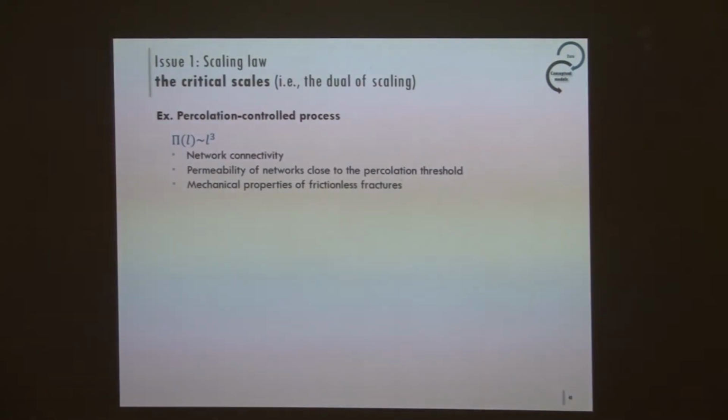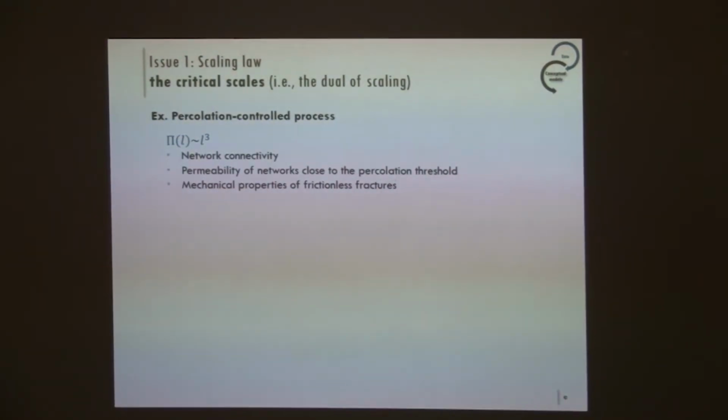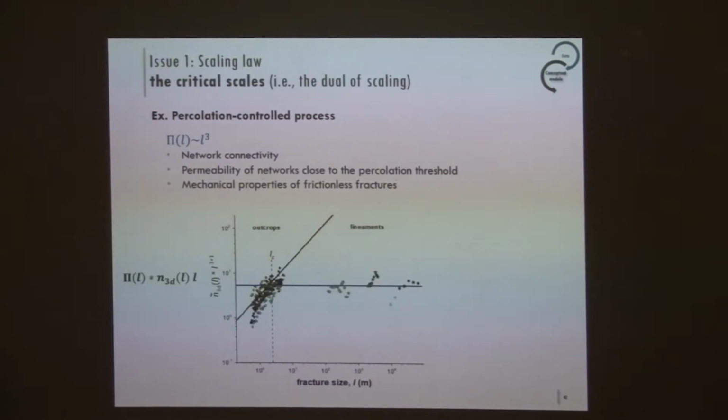Okay, another example. Percolation parameter. Caroline explained what percolation means in controlling connectivity. It controls also the permeability of a network close to the percolation threshold, and it controls, for instance, the mechanical properties of frictionless fractures. Now, the plot gives that. So you see it's different because the dominant part is all the sizes between some value and the end. So you have a wide range of sizes which will control this percolation parameter.